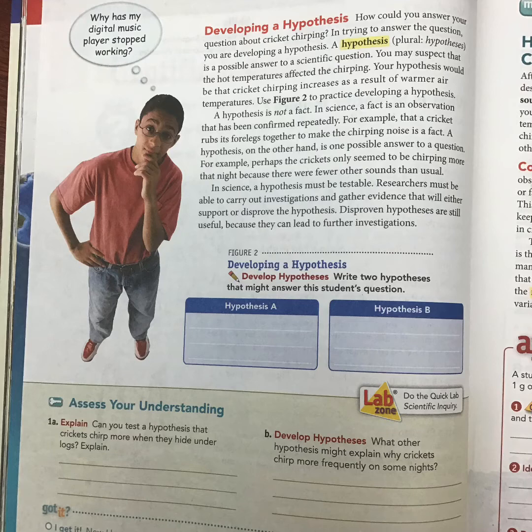For example, perhaps the cricket only seemed to be chirping more that night because there were fewer other sounds than usual. In science, a hypothesis must be testable. Researchers must be able to carry out an investigation and gather evidence that will either support or disprove the hypothesis. Disproven hypotheses will still be useful because they can lead to further investigation.